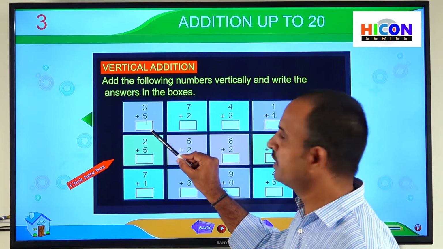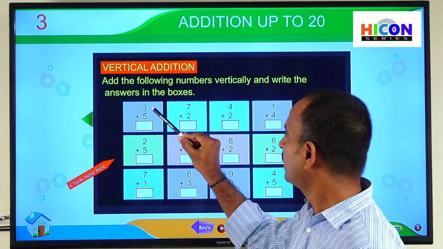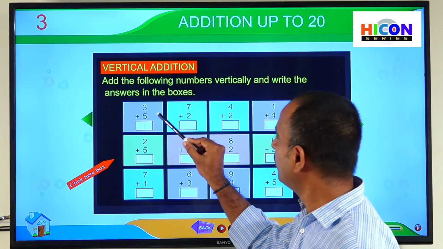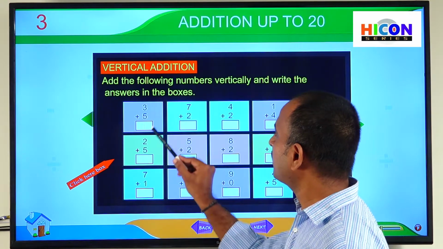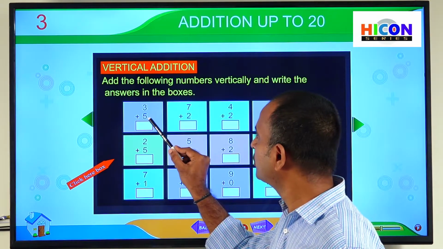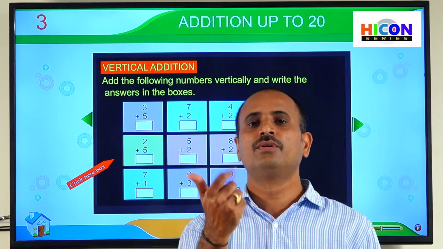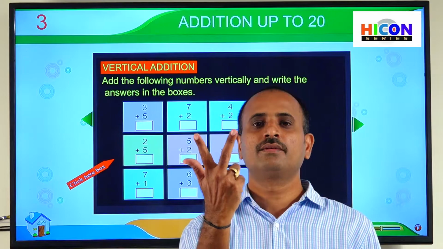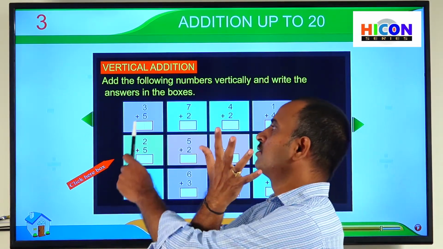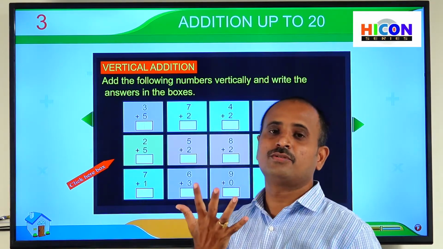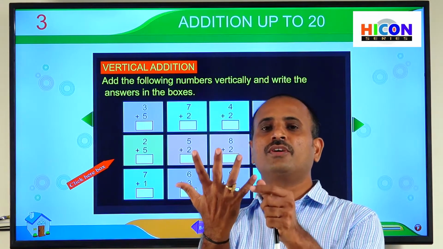So see the first addition here. 3 plus 5. Here the first number is 3 and the second number is 5. How can we add these two numbers? Just by using our hands. What is the second number in this addition? The second number is 5. So open 5 fingers of your hand. 1, 2, 3, 4, 5. Now start counting from the first number. What is the first number here? 3. After 3, we will get 4. So start counting from 4 and close the fingers.